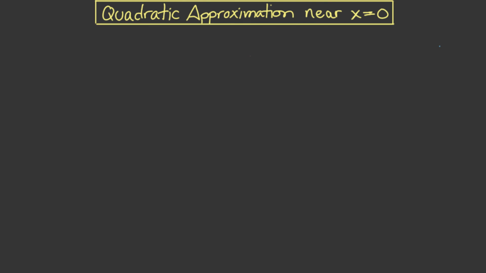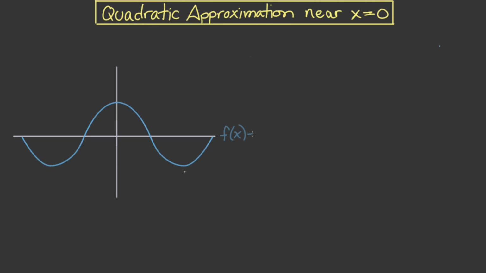In this section, we're going to introduce the quadratic approximation. To get started, I want to explain the geometric intuition for what the quadratic approximation really is. Let's look at the function cosine x near x equals 0.